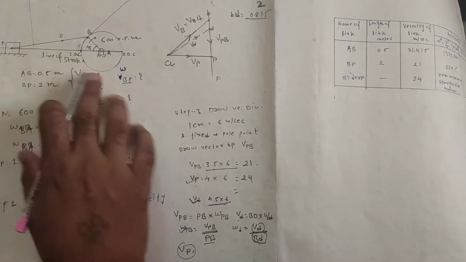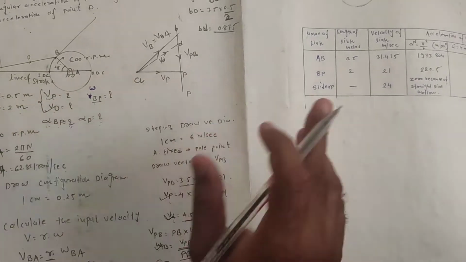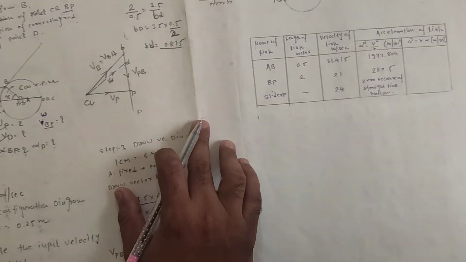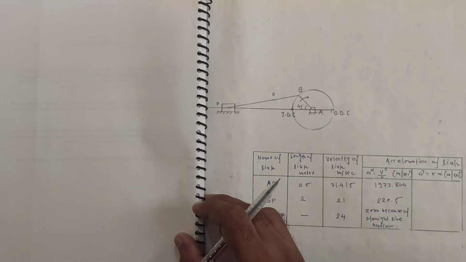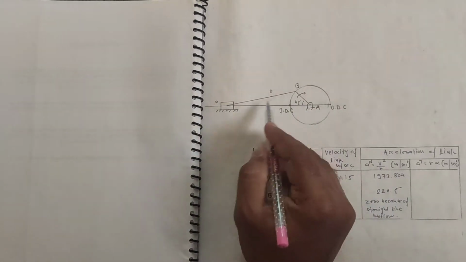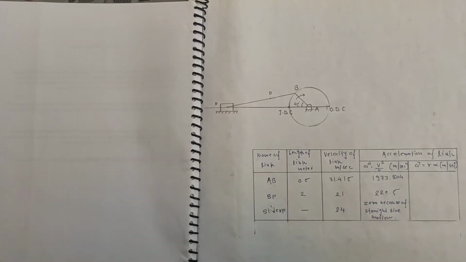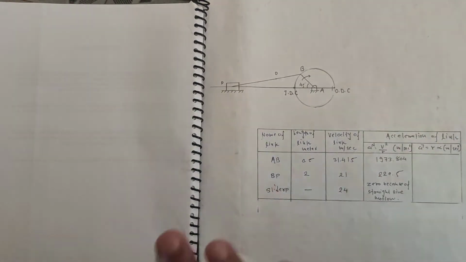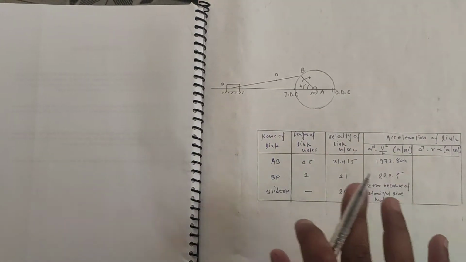So the first part we completed in part 1. Now we have to study part 2. These are the basic requirements. Once again I have to draw this configuration diagram for easy understanding, and this table may be required whenever we have to draw an acceleration diagram.